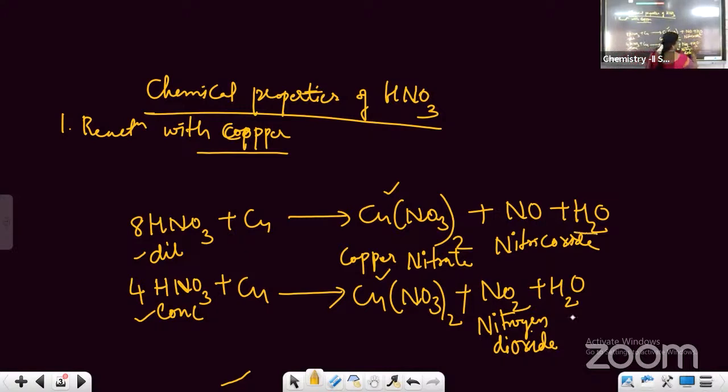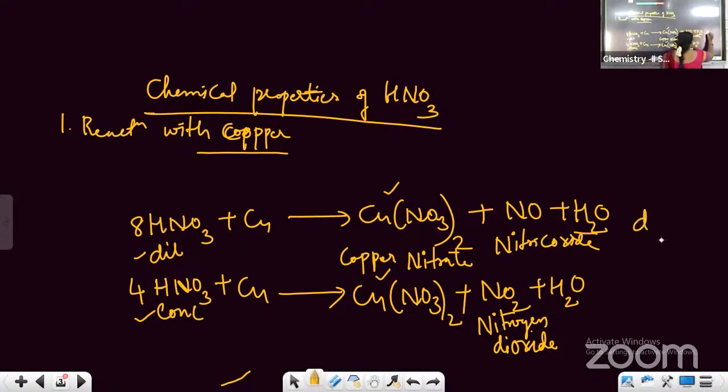And H2O is common. If you study with a technique, you will remember it, students. If you simply read it, you will get confused. So you make out the difference. With the dilute, what are you getting?